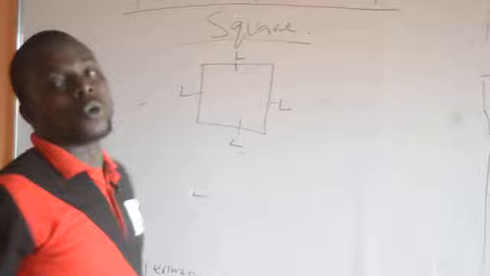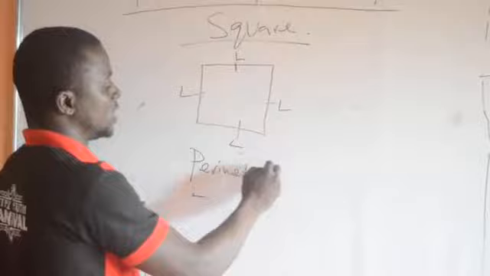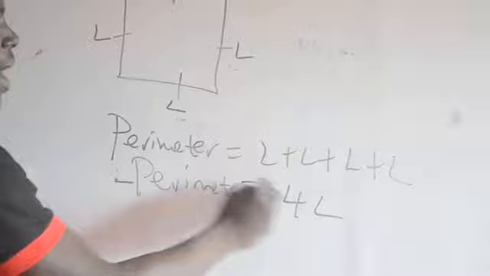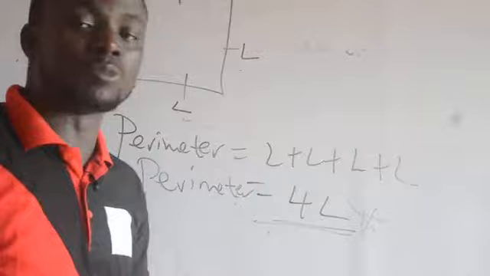So the perimeter of a square is length plus length plus length plus length. How many lengths do you have there? 4. So the perimeter of a square is 4L, or 4 times length. This is the formula to find the perimeter of a square. Remember that that of a rectangle is 2 brackets A plus B.